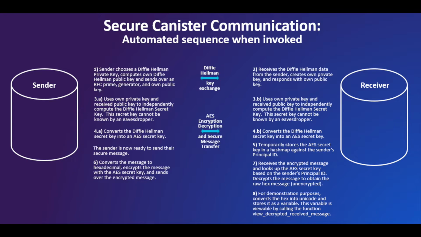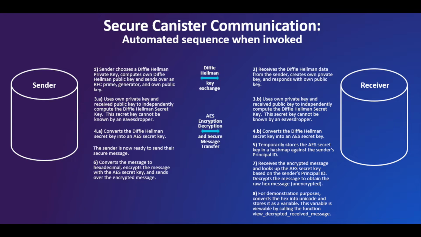The next thing we do is convert this Diffie-Hellman secret key, which is just a large number, to an AES key. It's a different format, so we do some kind of conversion. At this point, both the sender and the receiver have independently computed the AES secret key, which no eavesdropper can know. The receiver puts this key in temporary storage against the principal ID of the caller.